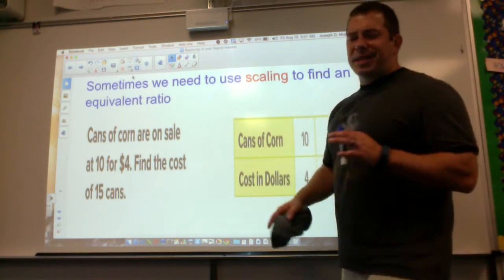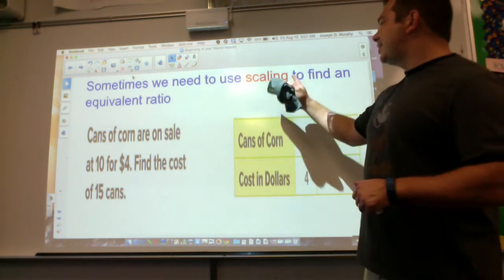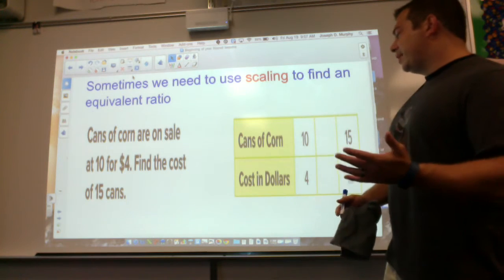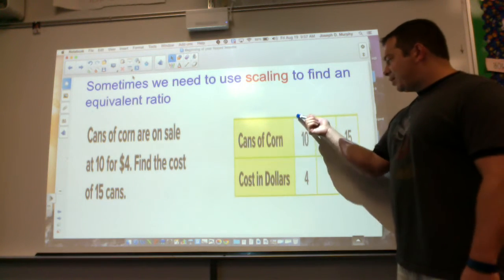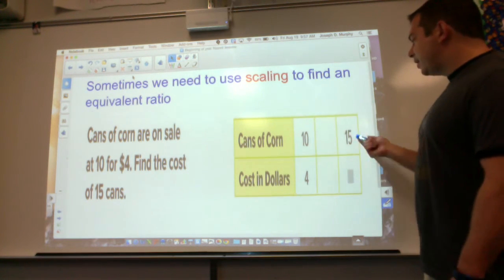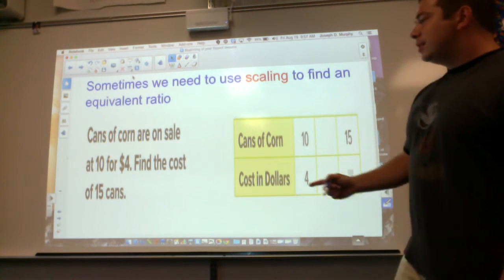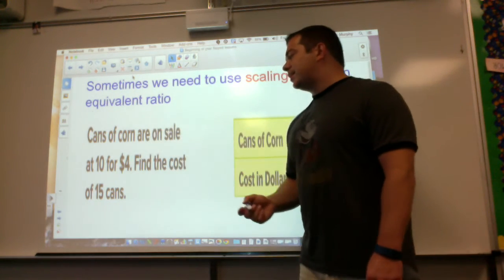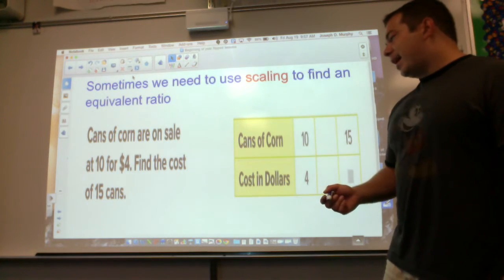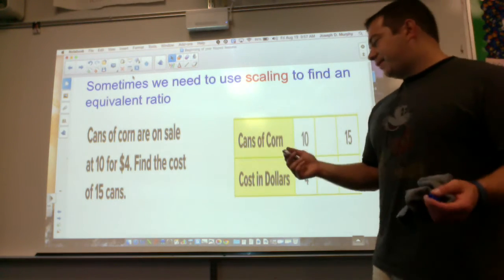All right, but sometimes it gets a little bit harder. We need to use scaling to find an equivalent ratio because I don't have a direct way to go from 10 to 15. So this time I actually need my middle column. This says cans of corn are on sale at 10 for $4. Find the cost of 15 cans.